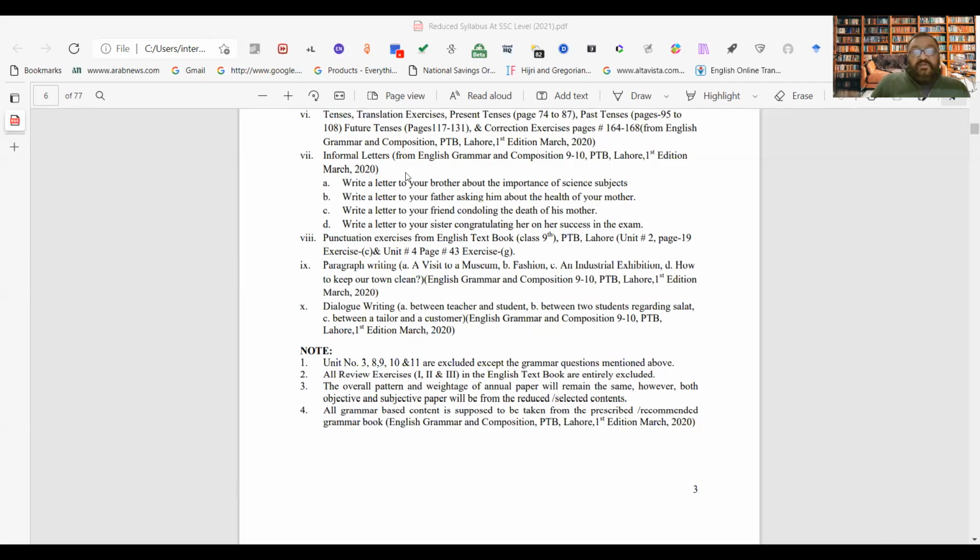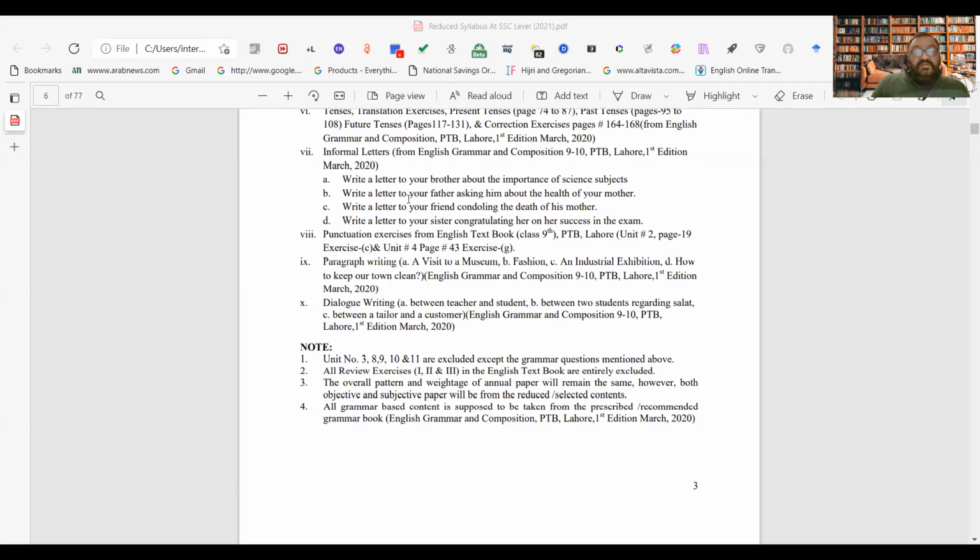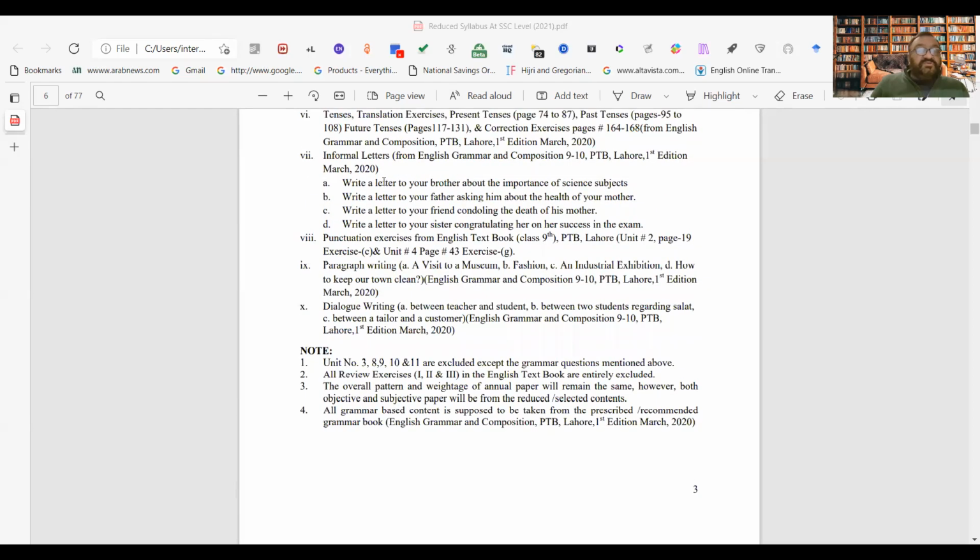Number 7, informal letters from English Grammar and Composition 9, 10, PTB, Lahore. That's the same. Right. What are the letters you are given there? Write a letter to your brother about the importance of science subjects. We will make very short notes of these letters for you.